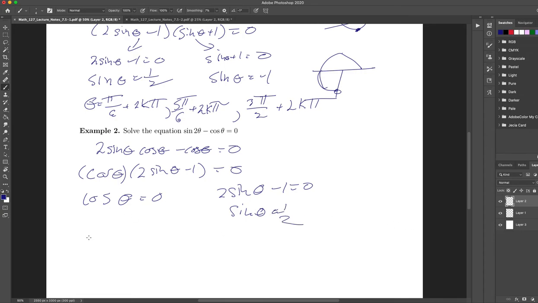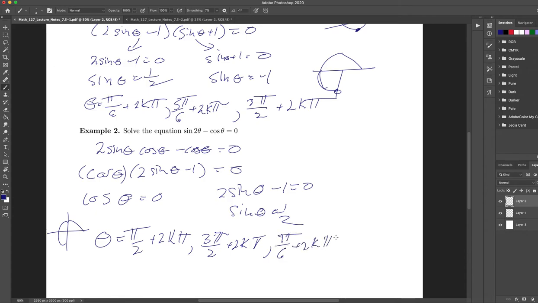Here, cosine theta equals 0 where? At pi over 2 and 3 pi over 2. So the answers here are pi over 2 plus 2k pi, 3 pi over 2, which is over here, where cosine equals 0, plus 2k pi. We've seen this 1,002 times. This is pi over 6 plus 2k pi, comma, 5 pi over 6 plus 2k pi.